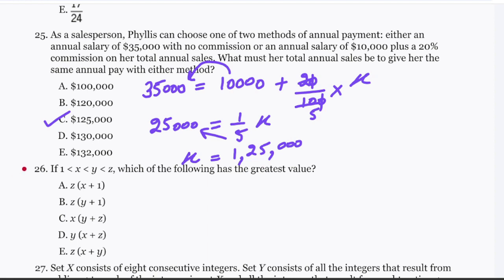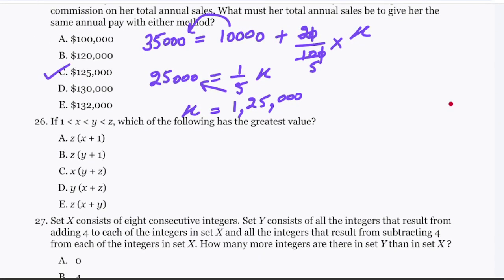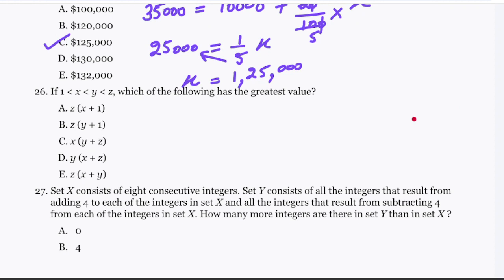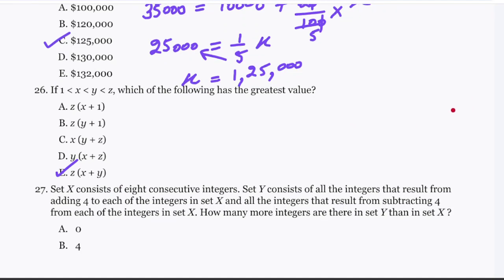Clear? Clear. Number 26. E option. Number 27. I didn't do 27 either. Let's see that. Let X consist of 8 consecutive integers.